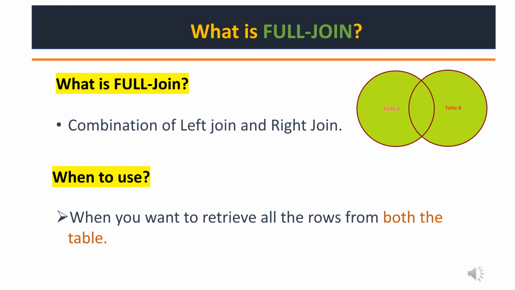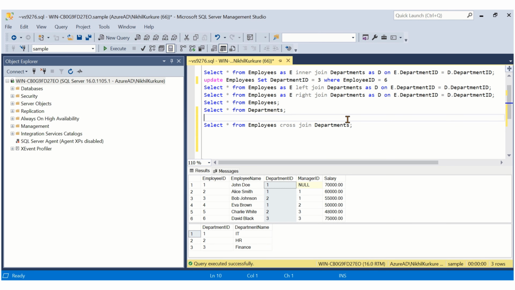Let's move on to the next question. What is full join? So full join is a combination of left and right join. Full join returns all the rows when there is a match in either the left or the right table. If there is no match, then it will return the null values. And when to use it? When you want to retrieve all the rows from both the tables, that time we can use the full join. Now I will show you the practical implementation of the full join.